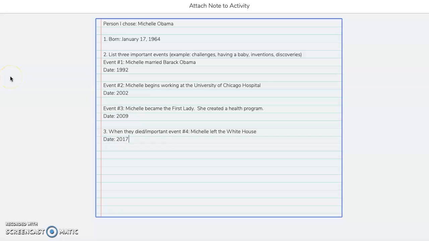So let's just take a look at my example about Michelle Obama. You're going to fill in the person you chose, Michelle Obama. The first thing you need to figure out is when was the person born. You should have the month, the date, and the year they were born. Then you need to list 3 important events. They could be challenges that the person went through. It could be them having a baby. It could be something they invented or a discovery that they had.